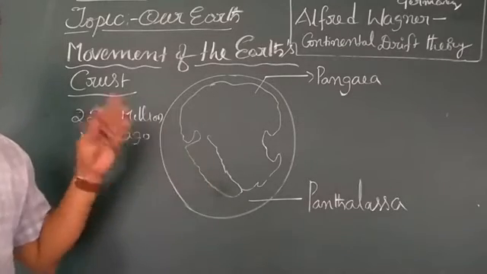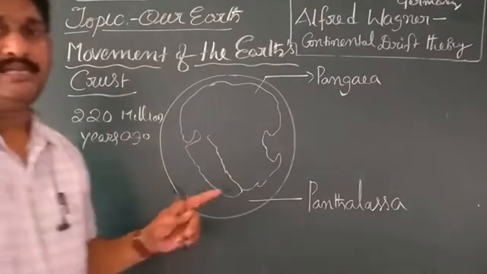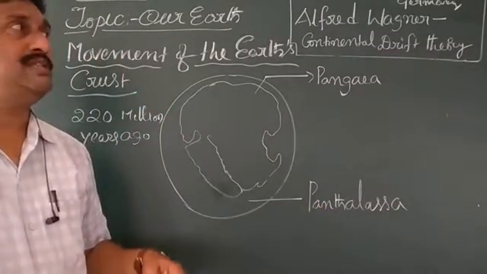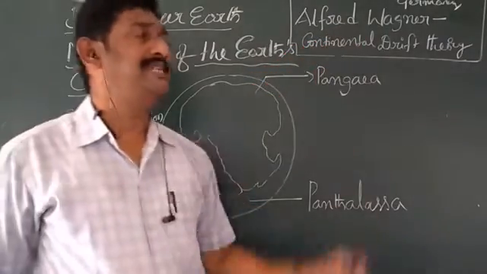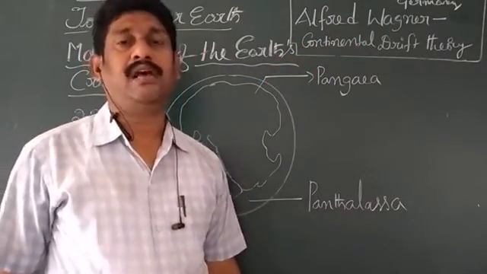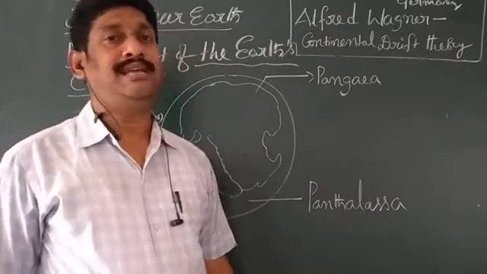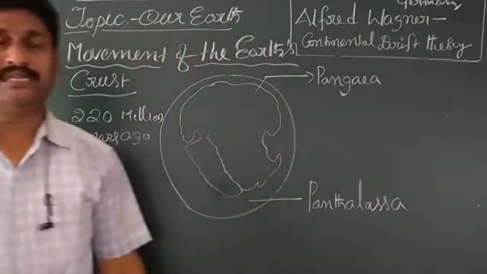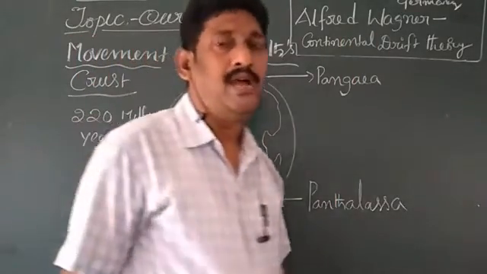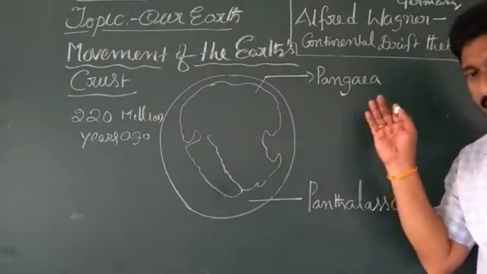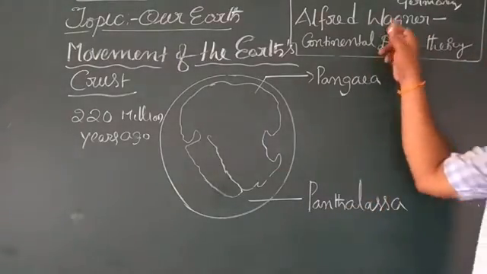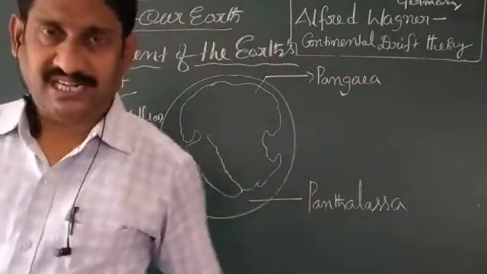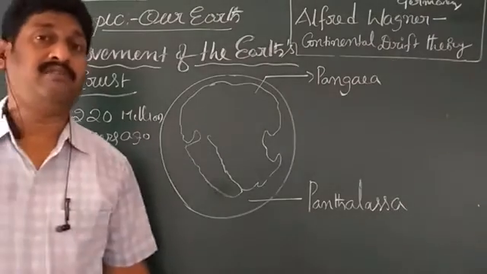So in the early 20th century, a German meteorologist and geophysicist, whose name is Alfred Wegener, launched a theory. That theory is called the continental drift theory, introduced by Alfred Wegener. He belongs to Germany.